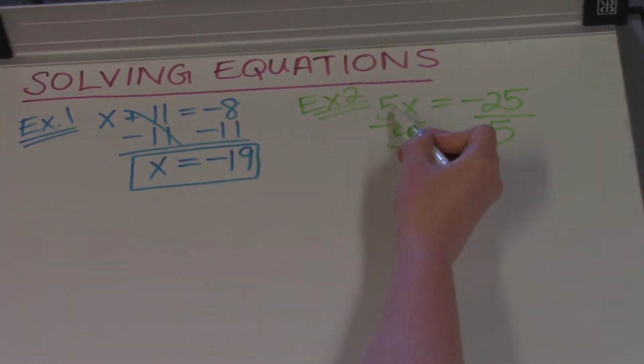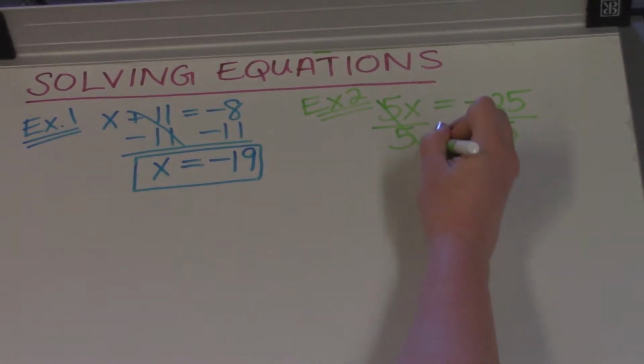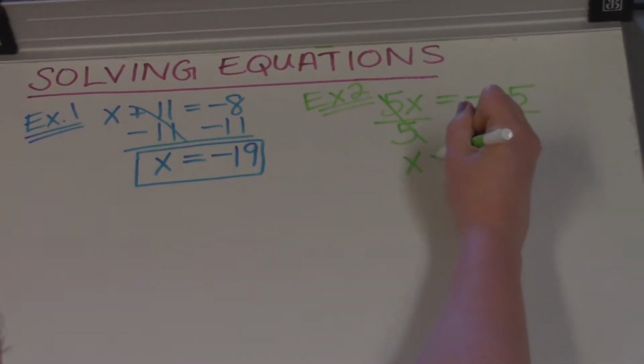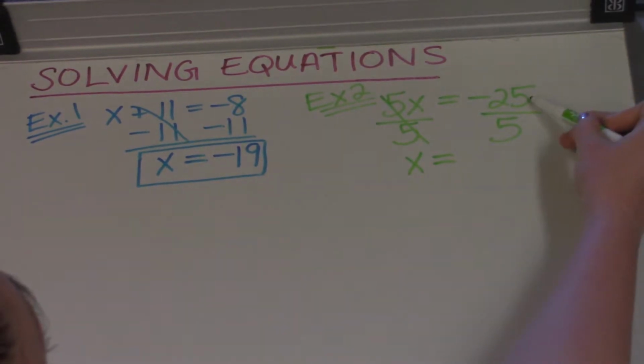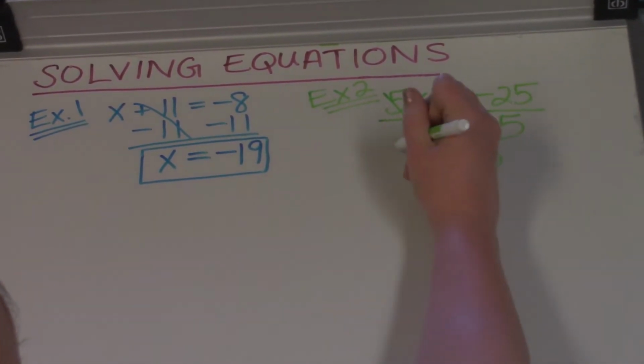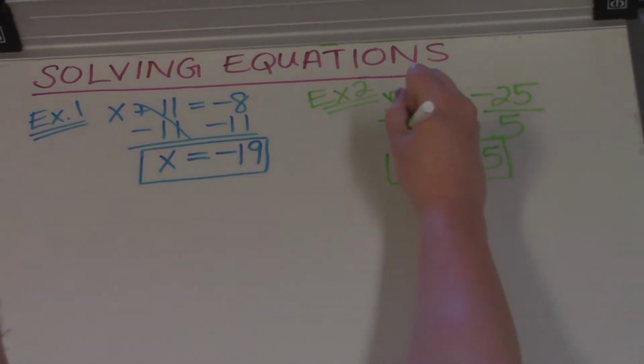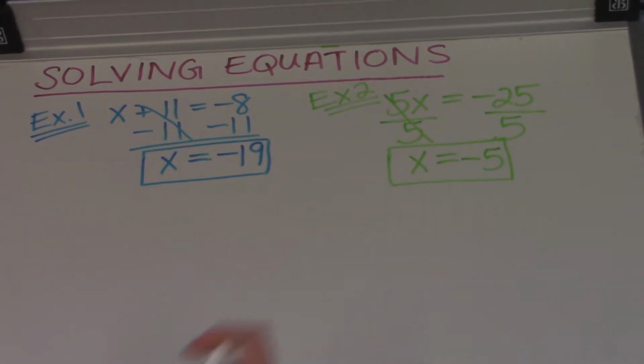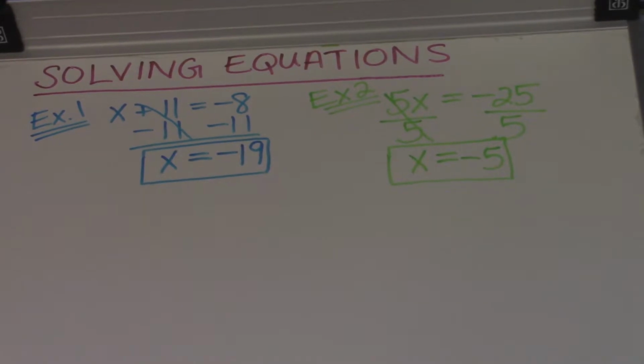When I divide 5 by 5, the 5's cancel out, and I'm left with x equals negative 25 divided by 5, which would be negative 5. Again, the variable is alone, so I know that I've fully solved that equation.